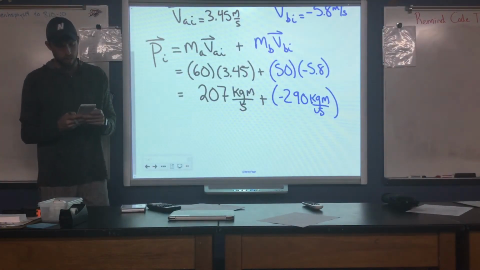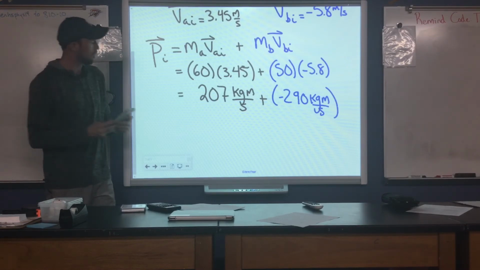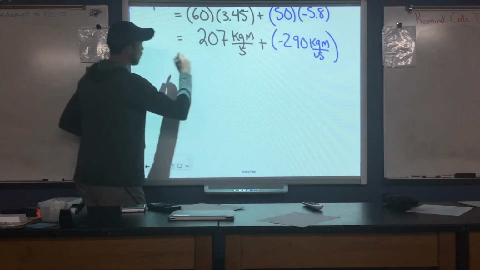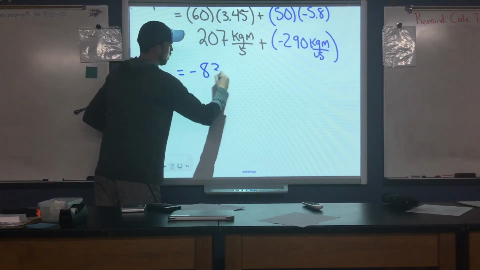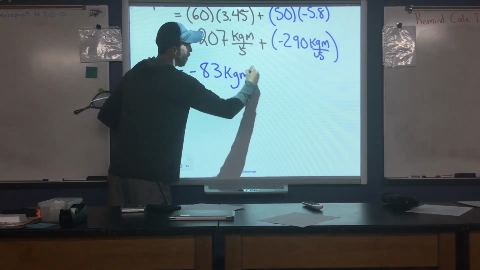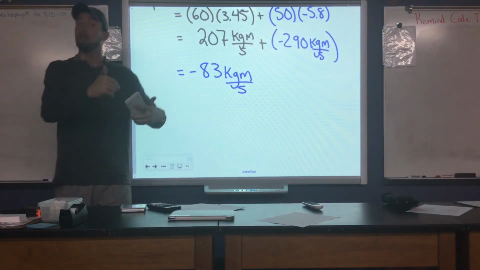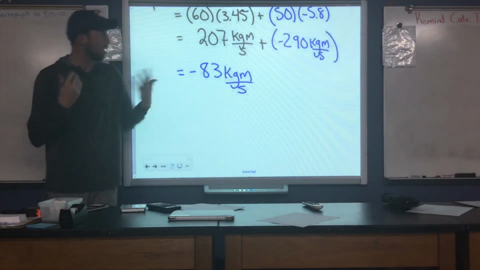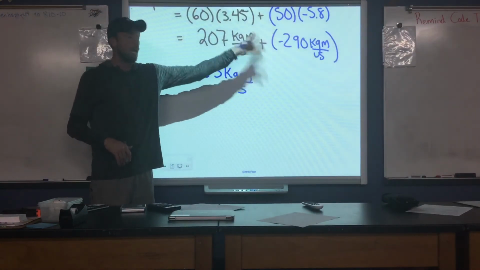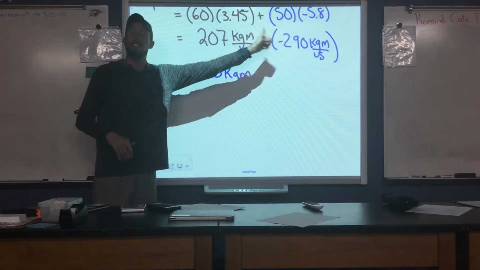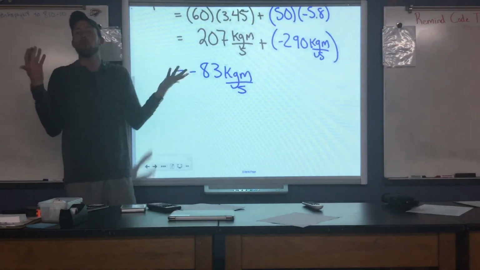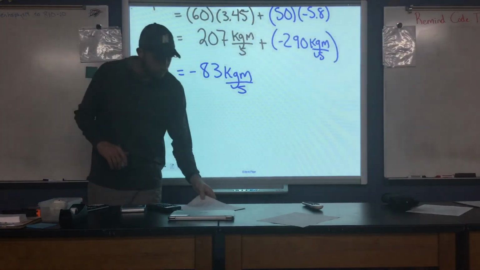So we've got 207 plus negative 290, which gives us negative 83. Now really what that value is telling us is that the total momentum is negative, which means it's to the left, and all that means is the object moving to the left, student B, has greater momentum than student A.